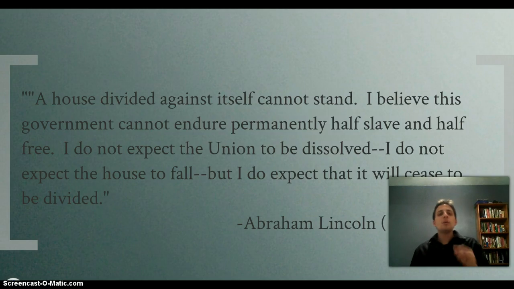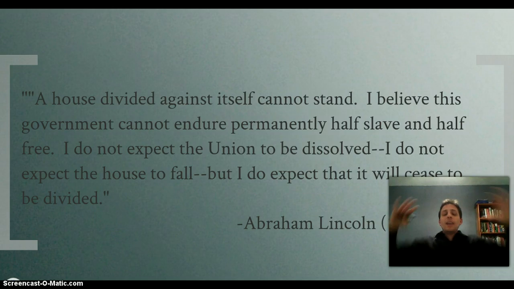So let's think about what Lincoln is saying here. He's saying the country cannot keep going on half divided, in this farce that we're going on through the 1840s and the 1850s. He says we're going to have to choose as Americans, what is our ideology? Are we going to be a pro-slavery country? If we're going to be a pro-slavery country, we have to be entirely pro-slavery. If we're going to be a free country, we have to be entirely free.